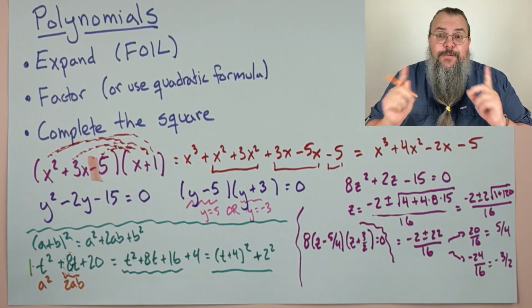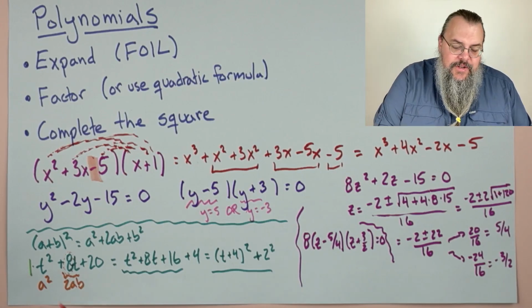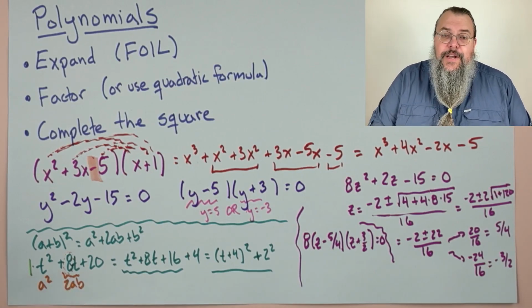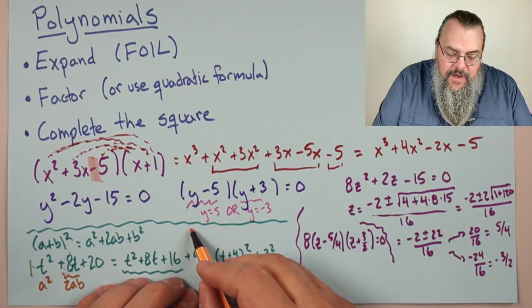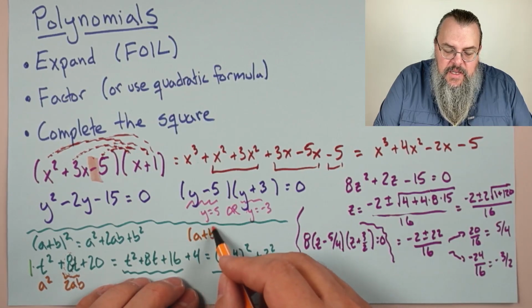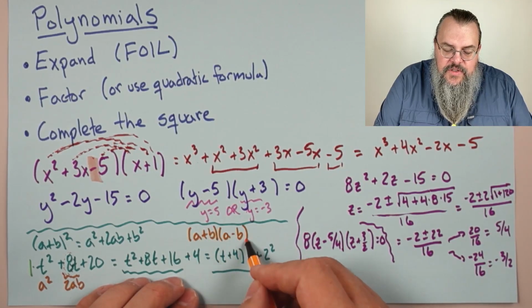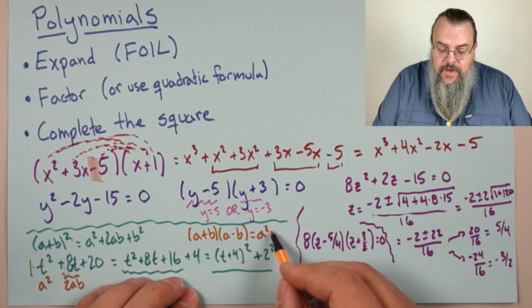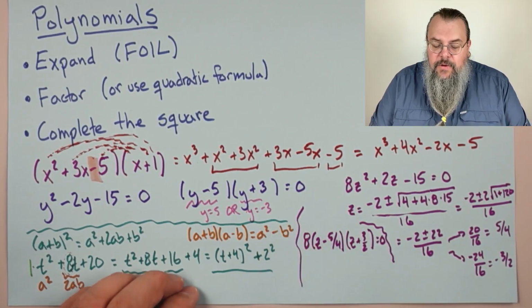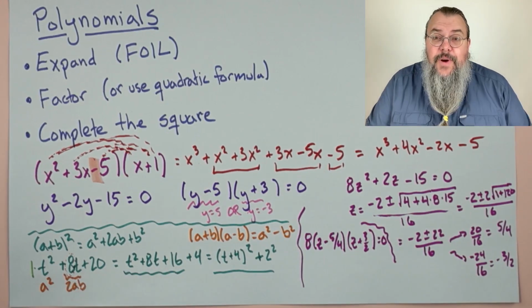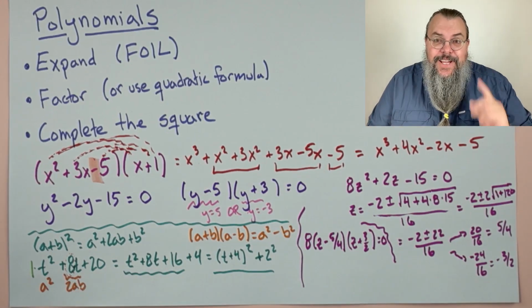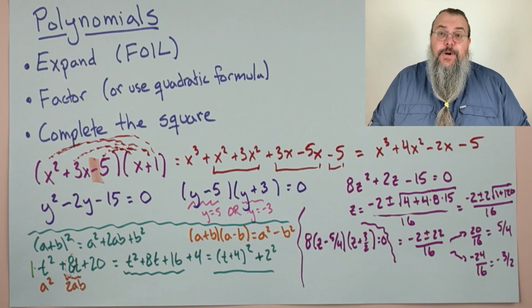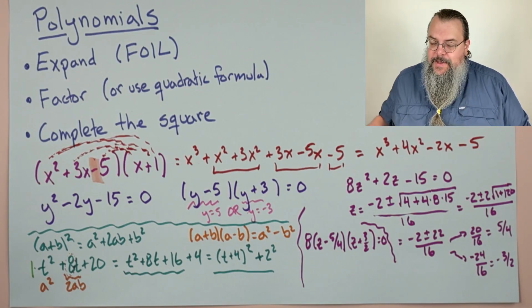Before we leave, let's write down one more thing with polynomials. We wrote down, of course, a plus b squared. I would say that the other thing you should know by heart is a plus b times a minus b. This shows up a lot. And what is that? That's a squared minus b squared. So that when you see a difference of squares, you're like, aha, life is good. I can work with that.